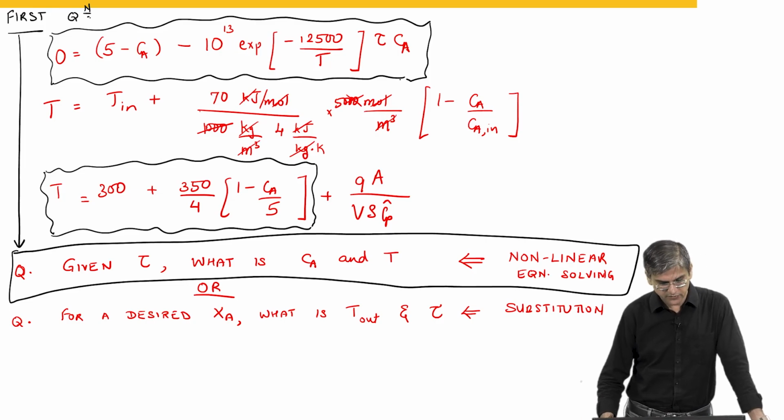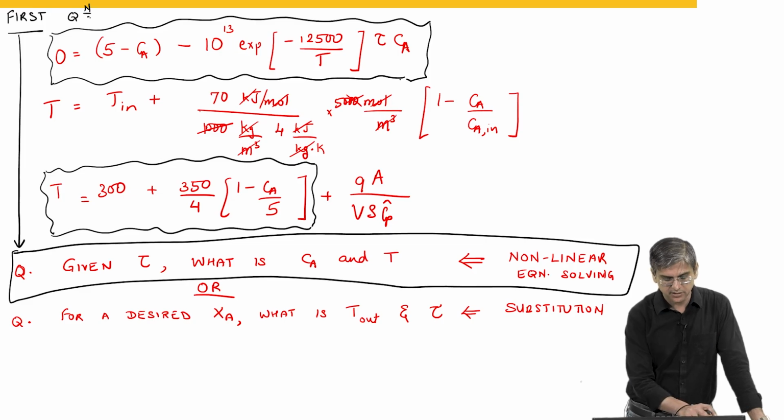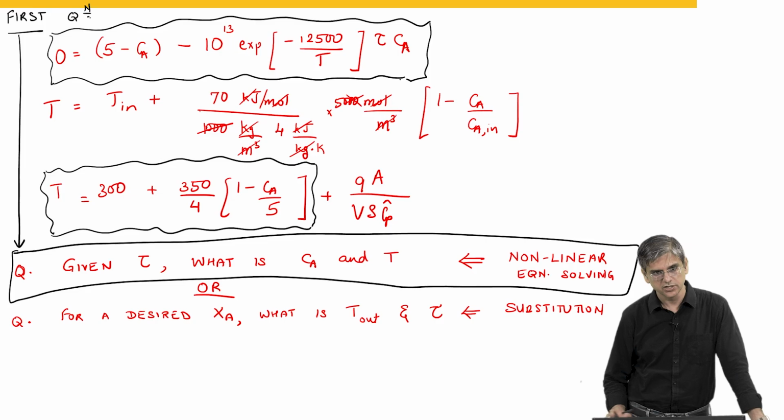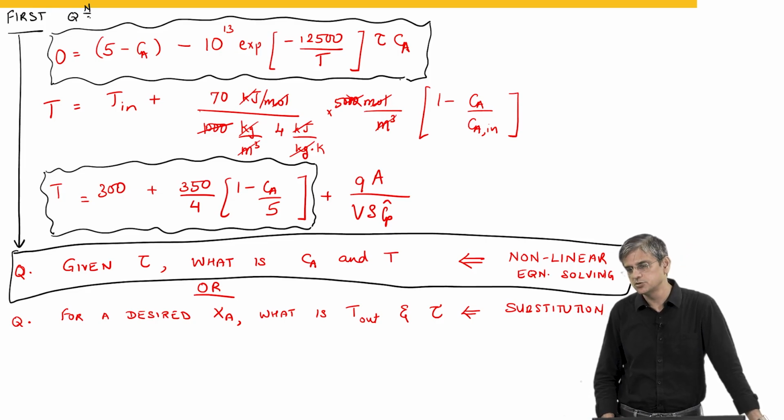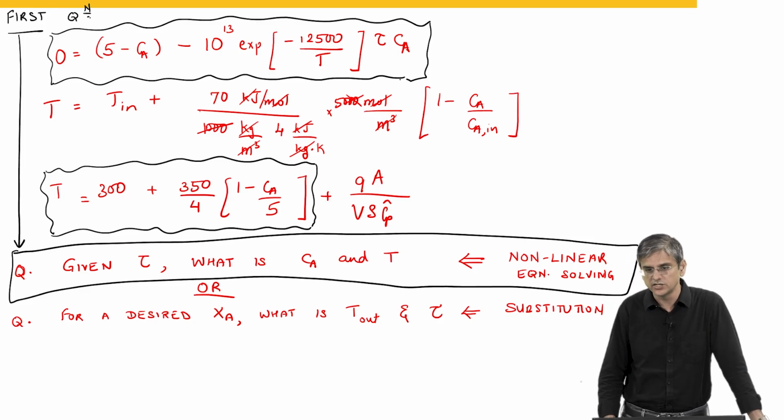Okay. Alternatively, you can write Ca in terms of temperature and then substitute Ca by 5 in the second equation. Whichever way you do, in one case you will be solving for Ca, in another case you will be solving for T, and it is a non-linear equation and one unknown that you can solve. Okay. A similar problem you are going to have in your assignment.